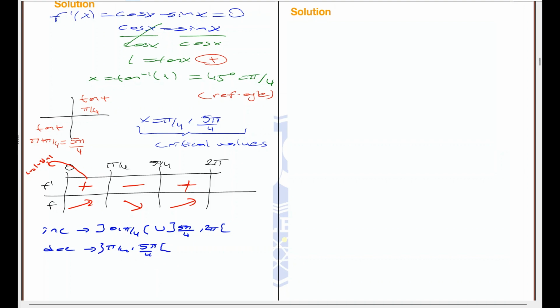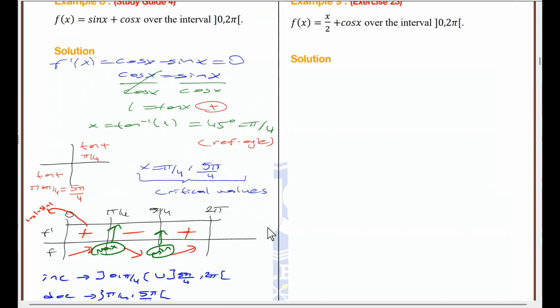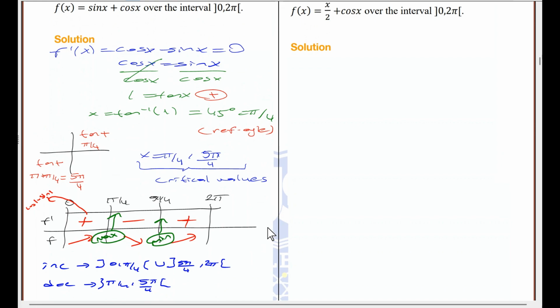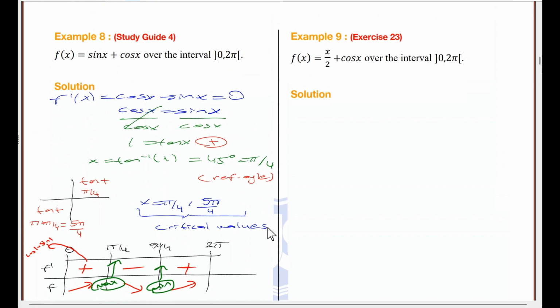Okay, what else is left? On local extrema also we need to talk. When the function is increasing at first and then decreasing, there is a local maximum at pi over 4. Decreasing at first and then increasing, there is a local minimum at 5 pi over 4. If we are asked to find the point, we are going to substitute these two values in the original function and find their y values too. Okay, this is how you solve questions involving trigonometric functions.